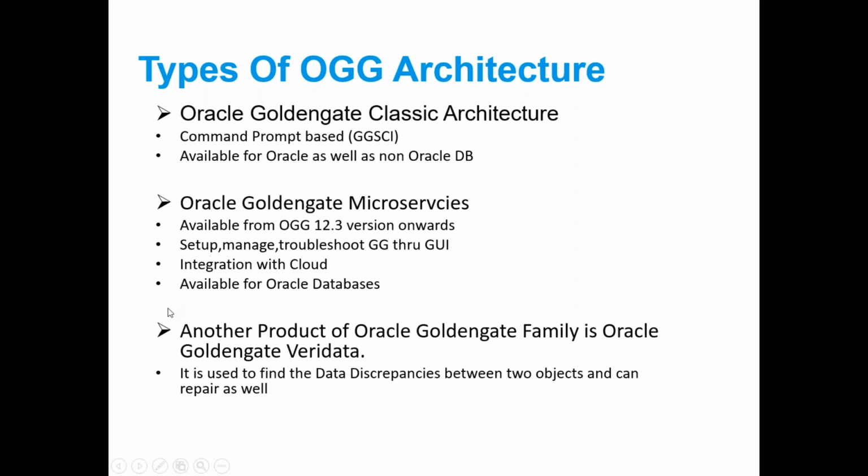So the GoldenGate family includes three things: classic architecture, microservices, and Veridata. So if you go out into the market for any job, any interview, or in fact GoldenGate certification as well, any question, any job support or certification query, any interview question will come from either classic and or microservices and or Veridata. Okay, so there are two types of architecture. One is classic, second is microservices.